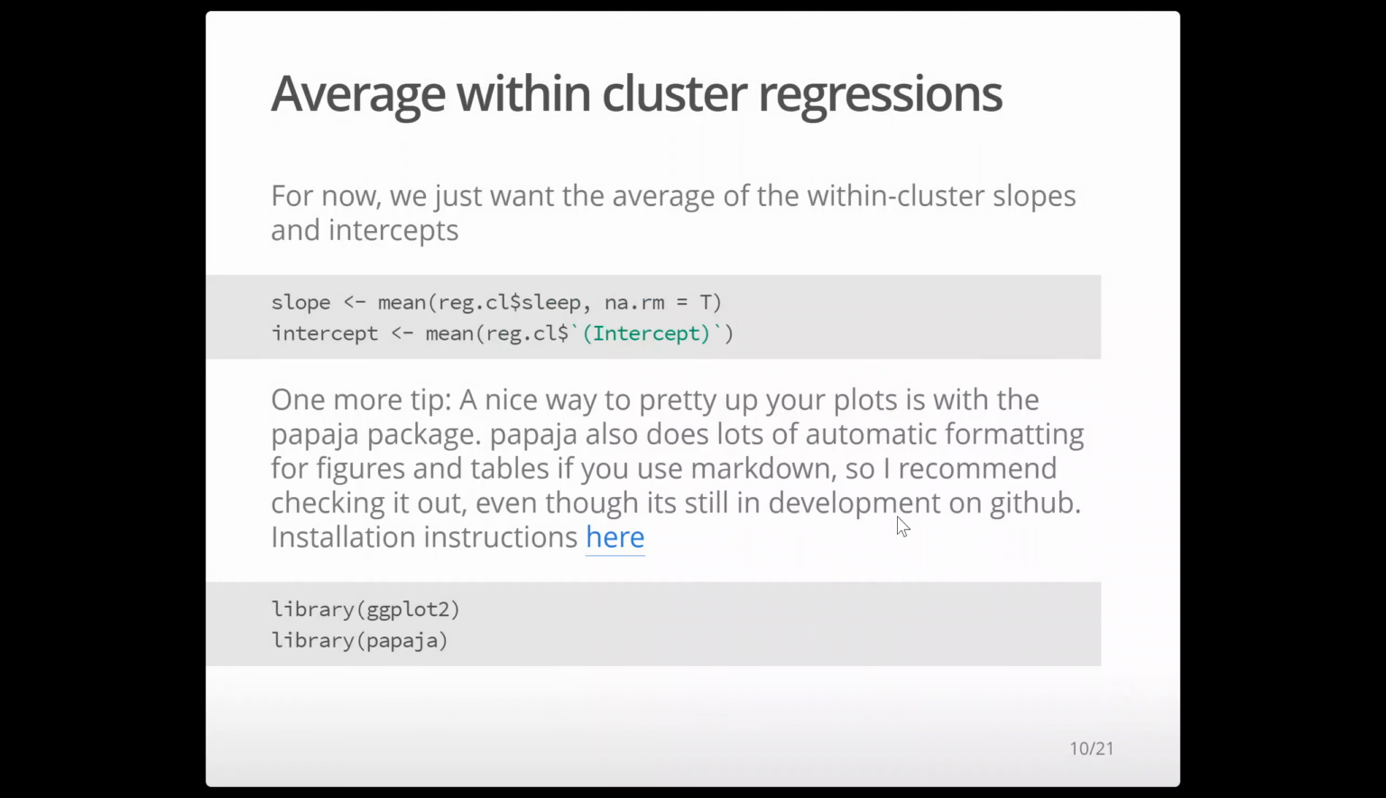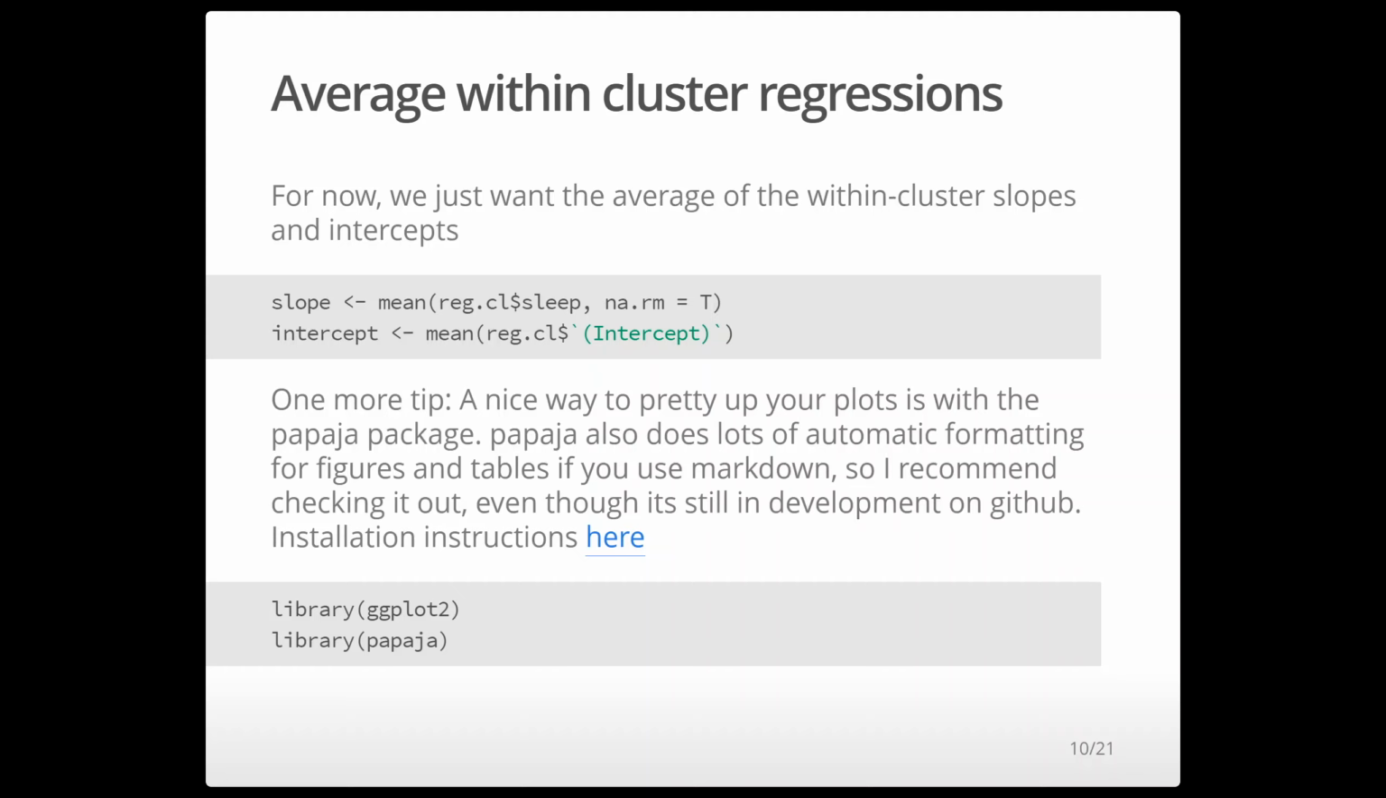And we can already see the slope for sleep is a little bit variable here, which we'll get into more in a bit. So the next thing we want to do is just take the average of the within cluster slopes and intercepts. So here I'm just going to save the average of all the slopes as an object called slope. And here I'm going to take the average of all the intercepts and save it as intercept. And then before we start plotting, one more tip. You might want to take a look at the papaja package. So this is a package that's also in development, although it's been around for quite a while now, a few years.